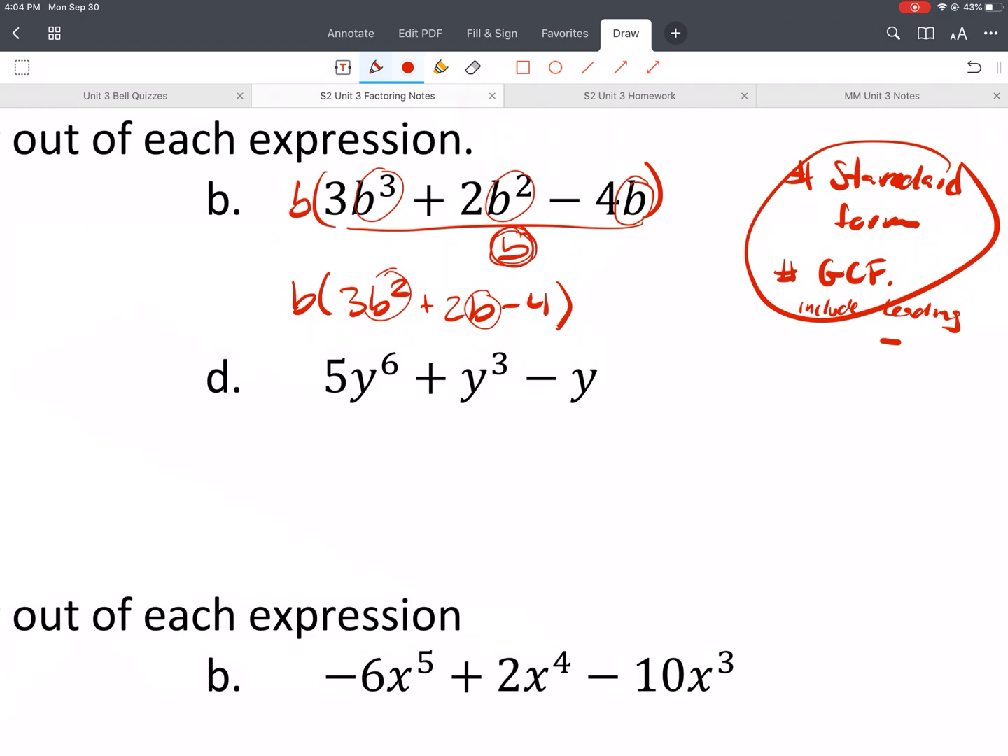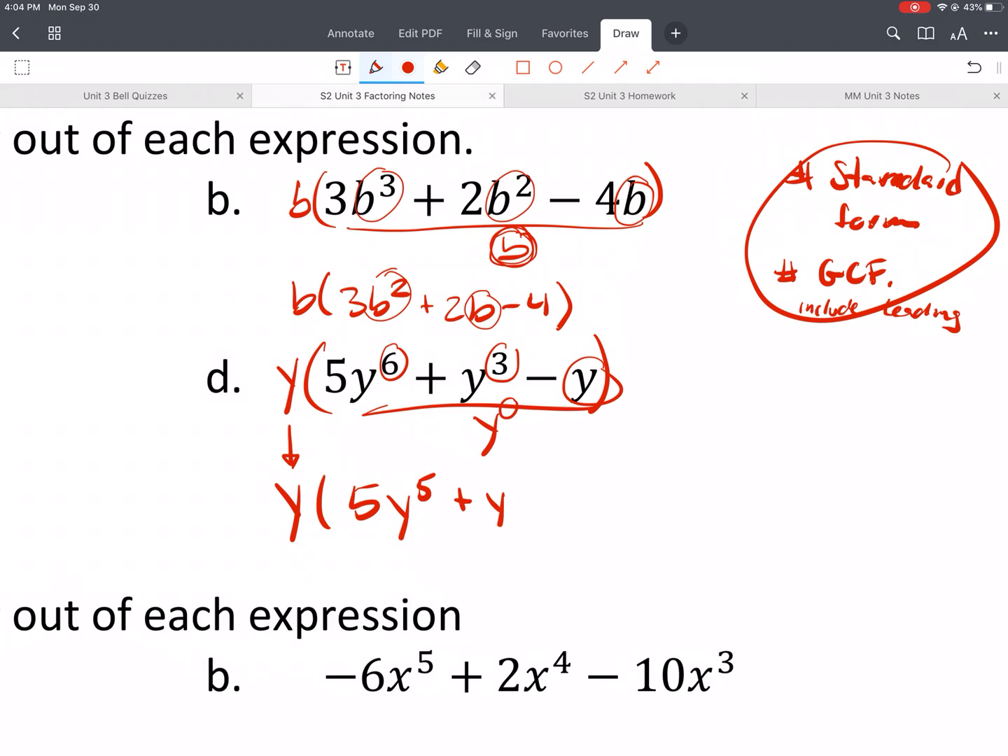For this one, one of my students asked, do we need to take out a negative? Well, if it's in standard form, our leading negative would always be at the very front. Here we don't have a leading negative, but we can take out a y from all 3 of them. It's our smallest exponent. So we multiply and divide by y, and get y times 5y to the 5th, so 6 minus 1, 3 minus 1 gives us y squared, and then y over y ends up giving us just a negative 1.